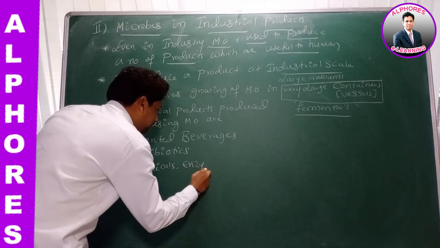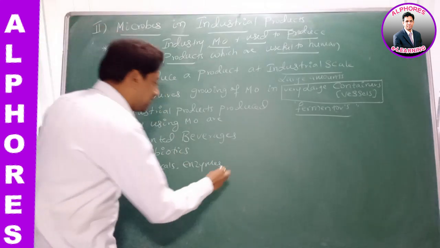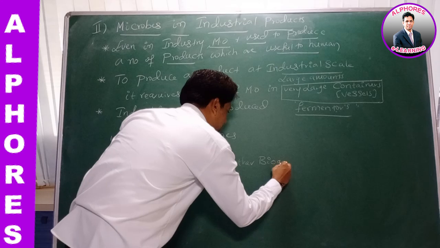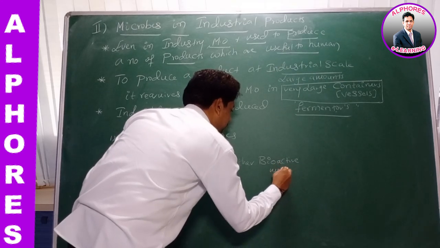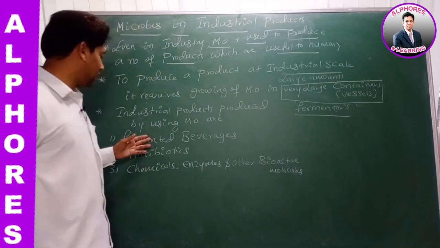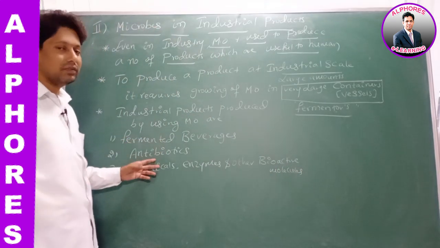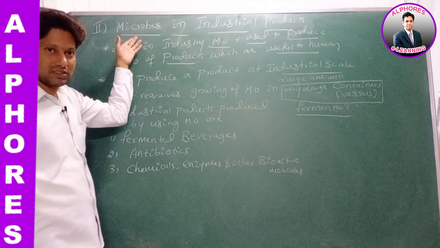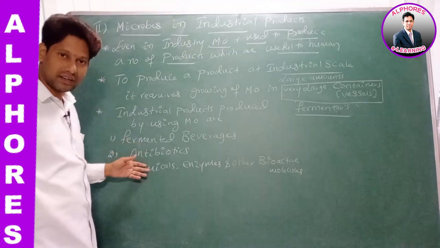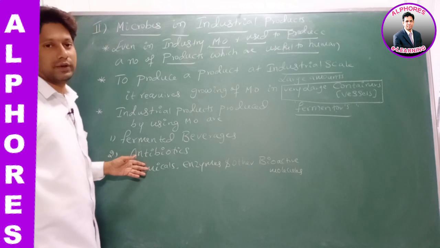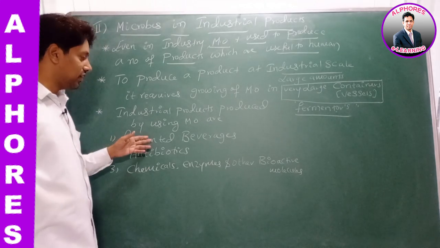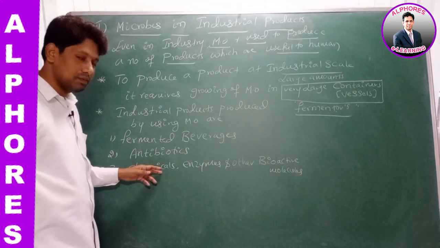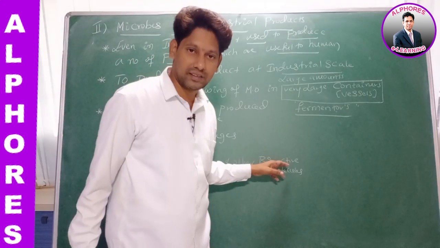enzymes, and other bioactive molecules. These are some industrial products which are produced by using microorganisms. What are they? Number one, fermented beverages. Number two, antibiotics. Number three, chemicals, enzymes, and other bioactive molecules.